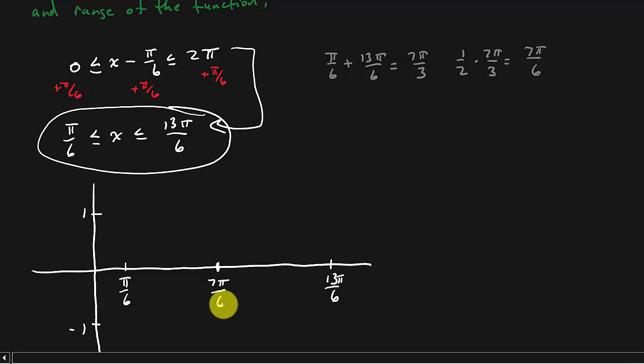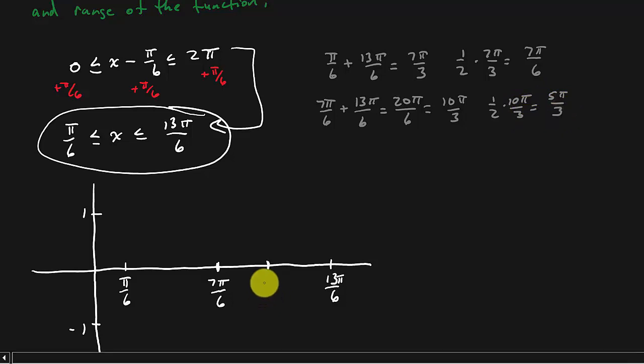Now, let's find the midpoint between 7 pi over 6 and 13 pi over 6. So I've got 7 pi over 6 plus 13 pi over 6. That is 20 pi over 6. And then if I reduce that, let's see, 2 goes into both of them. That's going to be 10 pi over 3, right? Yep. And then I've got to half that. So a half times 10 pi over 3, well, that's what? 5 pi over 3. So this is going to be 5 pi over 3.